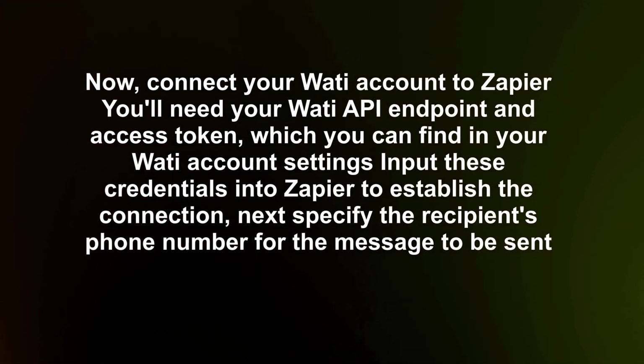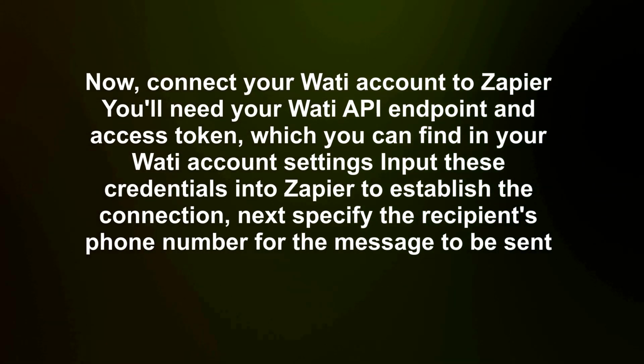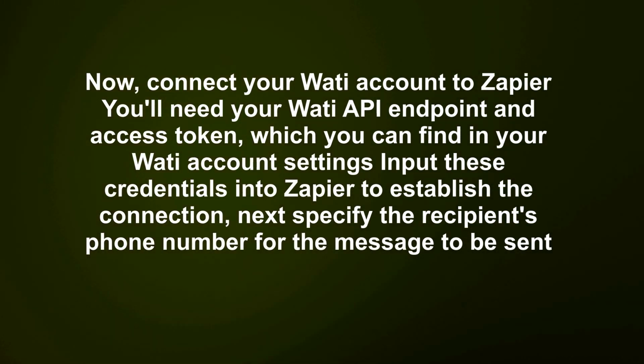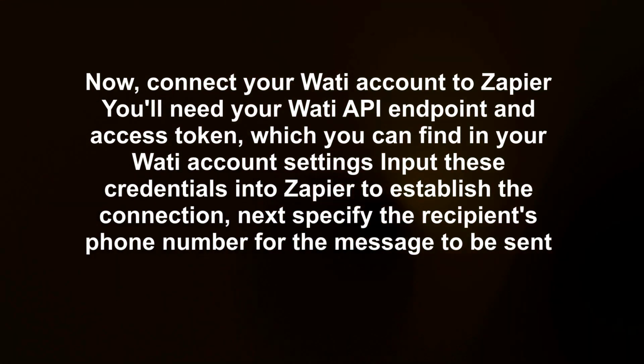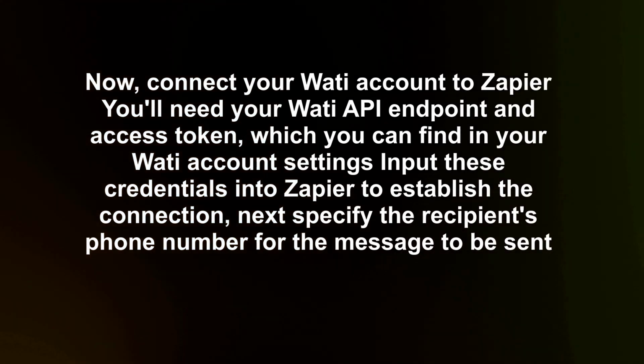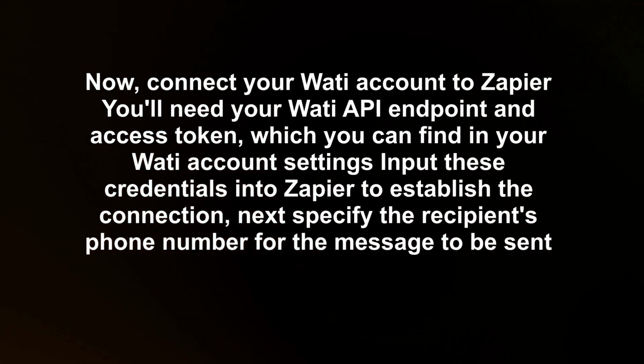Now, connect your Wati account to Zapier. You'll need your Wati API endpoint and access token, which you can find in your Wati account settings. Input these credentials into Zapier to establish the connection. Next, specify the recipient's phone number for the message to be sent.